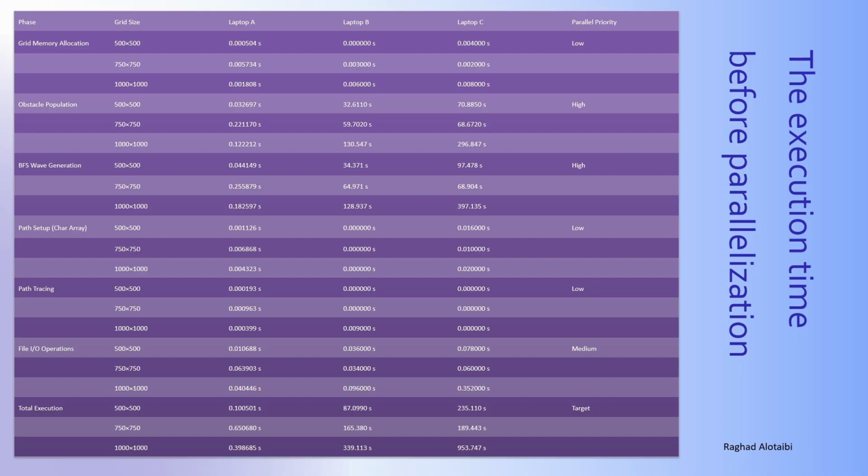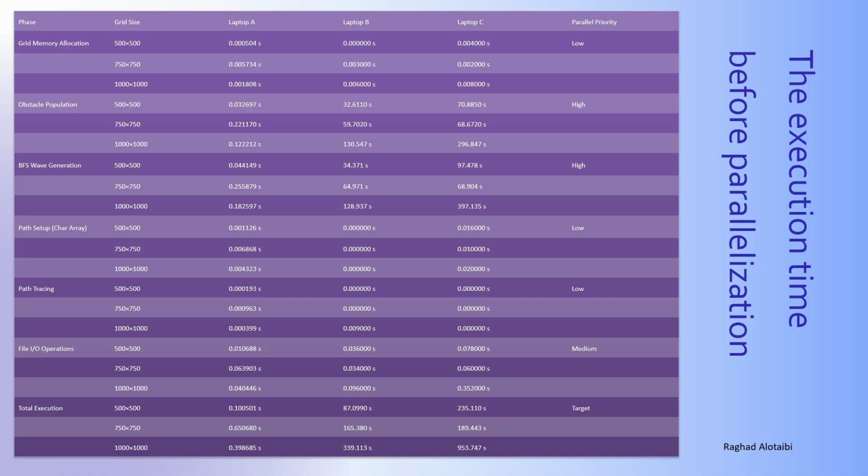I'm Ghada Atabi, and now we are moving to our performance analysis, where we measured execution time across different devices and grid sizes. We benchmarked the code to identify bottlenecks for parallelization, compare performance across different hardware, and understand scalability as grid size increases. We measured 6 key phases in the program, which are the grid allocation, the obstacle population, the BFS wave generation, the path setup and tracing, and the file input and output.